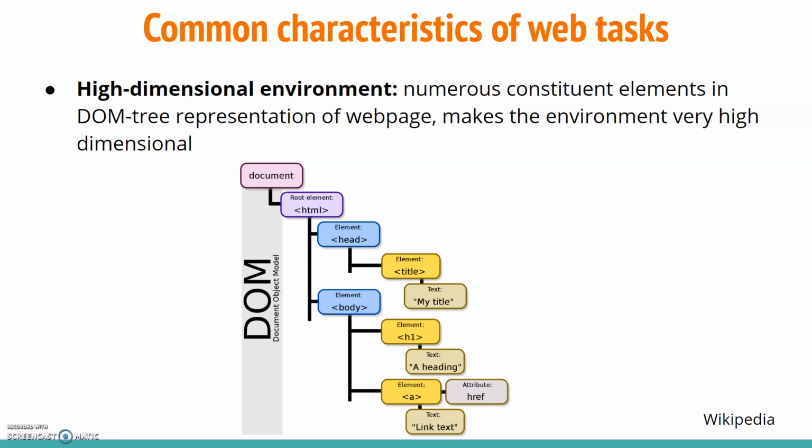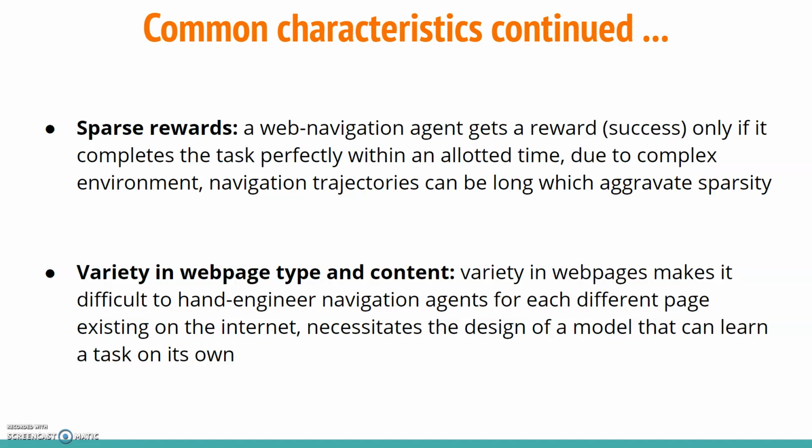First is the high dimensionality of web tasks. An HTML web page has numerous constituent elements or tags that make it very high dimensional for an agent to navigate. The diagram shows a representation of web pages called a DOM tree, which will be our input format for web pages. Second is the sparsity of rewards. The web navigation agent only gets a reward at the end on completion. This makes it difficult to get rewards for each action taken in a long trajectory.